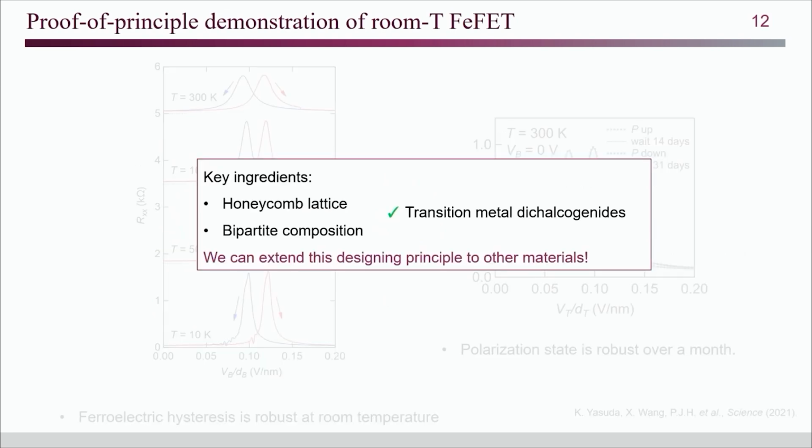So if we examine a little bit the key ingredients that we need for this sliding ferroelectricity, we first need a honeycomb lattice, and then we need this bipartite composition so that, for example, we have this asymmetry between the boron and nitrogen atoms. So using this design principle, we can extend to other materials that also obey these two rules. A material that first comes to our mind is the transition metal dichalcogenides.